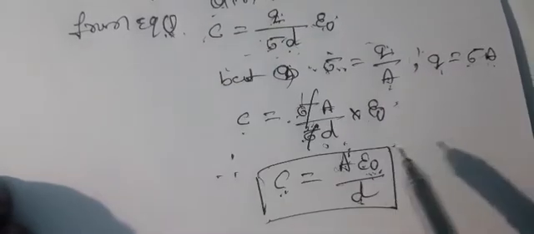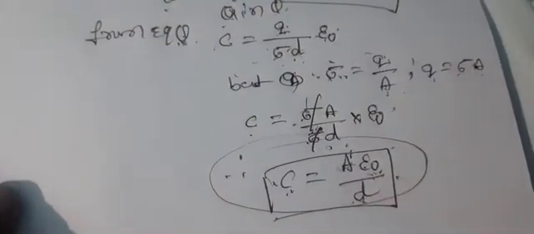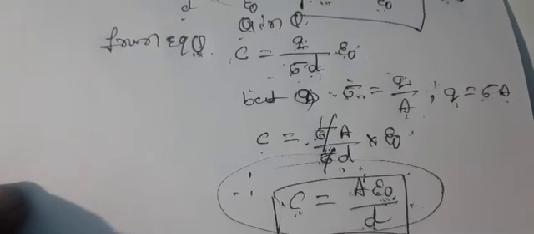The capacitance of the capacitor is equal to sigma A into epsilon naught by sigma d. Sigma gets cancelled. Finally, we get C is equal to A epsilon naught by d, where A is the area of each conductor metal plate, epsilon naught is the permittivity of free space, d is the distance between the two metal plates, and C is the capacitance of a parallel plate capacitor. This final equation is the capacitance of a parallel plate capacitor without dielectric media.